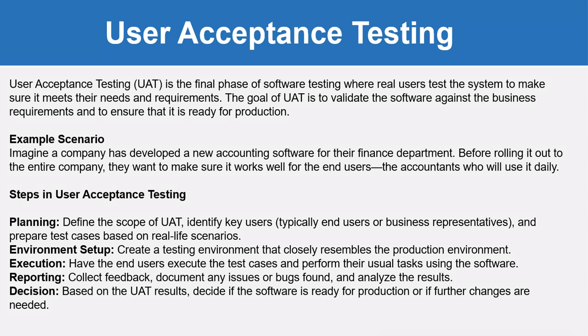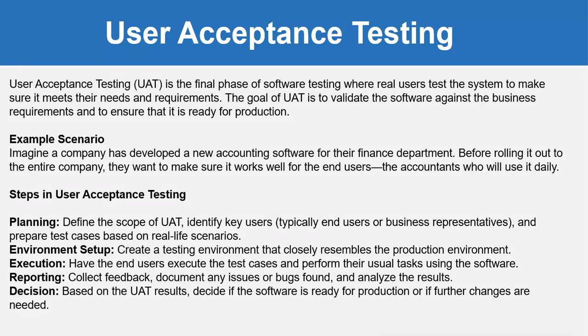Friend, today's topic is very interesting, especially if you have interest in testing and you want to learn about it. Friend, UAT or user acceptance testing is basically a final phase of software testing where the real users test the system to make sure it meets their needs and requirements. So here the focus of testing is from the user's perspective, the end user who will use the system.